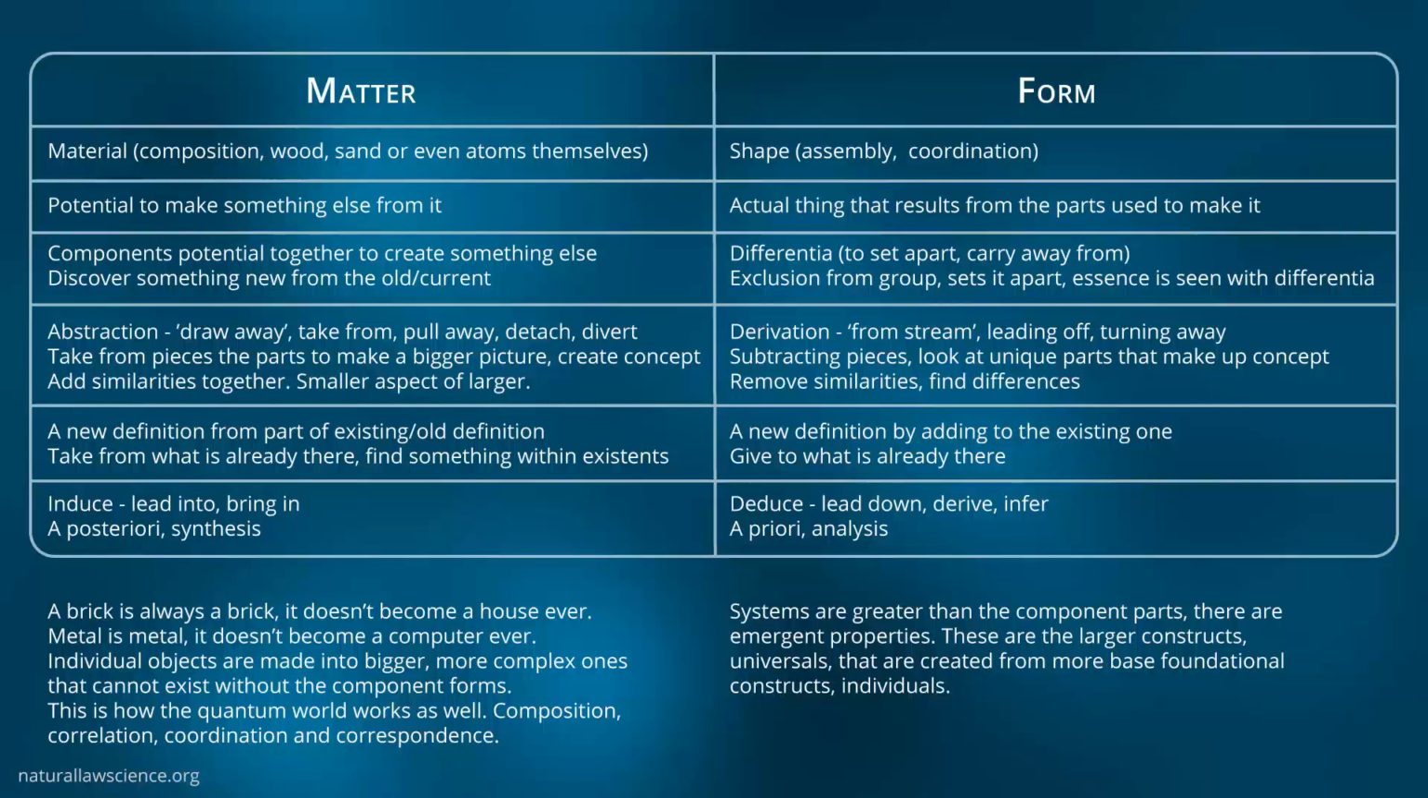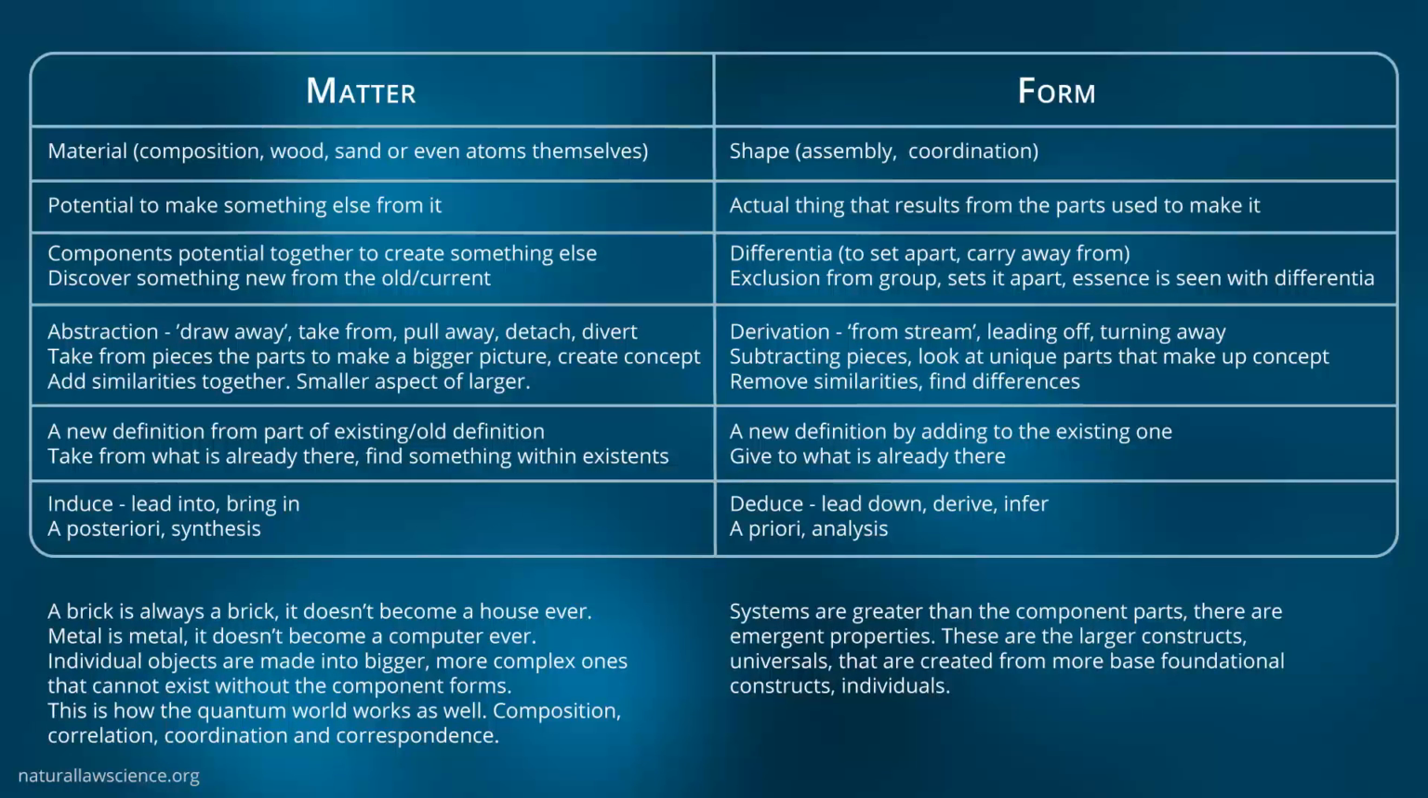So you'll see by the end how induction and deduction relate to matter and form, and those other relations, and how essential predication and accidental predication relate to this as well. Now back to the left side, on matter. From matter, this is how we're getting a new definition from part of an existing old definition. These are the correlations from matter and form and other parts of reality.